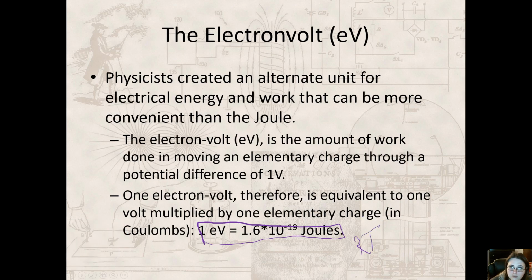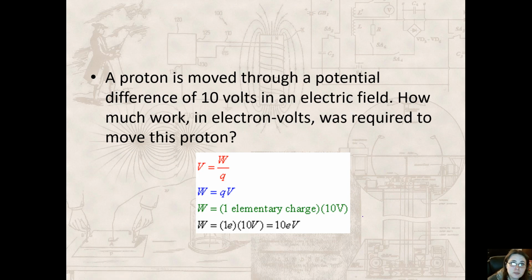That's in the reference table. Okay, so here's an example. This is an EV example. It says a proton is moved through a potential difference of 10 volts in an electric field. How much work in electron volts was required to move this proton? So we say 10 volts. This is V is equal to 10 volts.